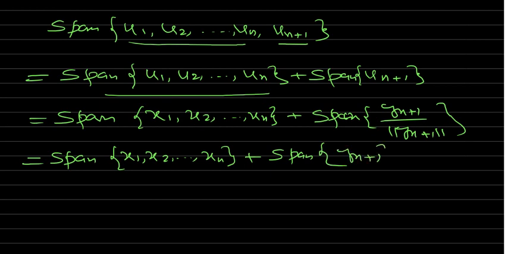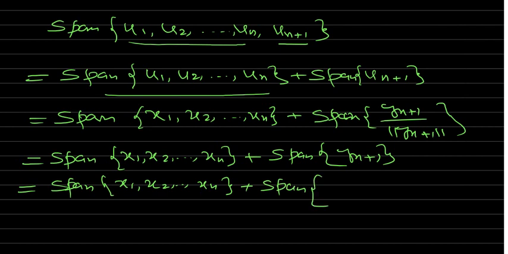Now let's substitute the value of y_{n+1}. This is equal to the span of x1, x2, ..., xn plus the span of y_{n+1}, which is x_{n+1} by our definition: x_{n+1} minus the inner product of x_{n+1} and u1 times u1, and so on, minus the inner product of x_{n+1} and un times un. Now what's the value of u1? It's y1 divided by the norm of y1.